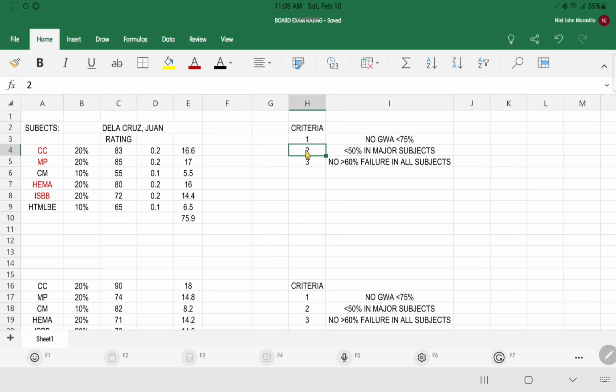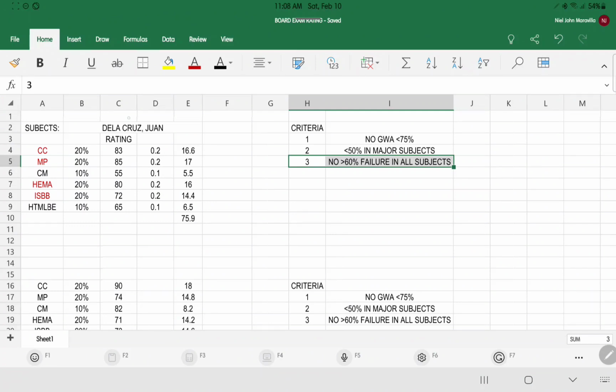For criteria number 2, let's say the general average is 75, passing criteria number 1. But under criteria number 2, they got less than 50% in their major subjects. That means they still fail. And for criteria number 3, no greater than 60% failure in all subjects. You will fall under criteria number 3 if you have greater than 60% failure in all your subjects. I will teach you how to check and compute for these criteria, so please listen everyone. Let's start.